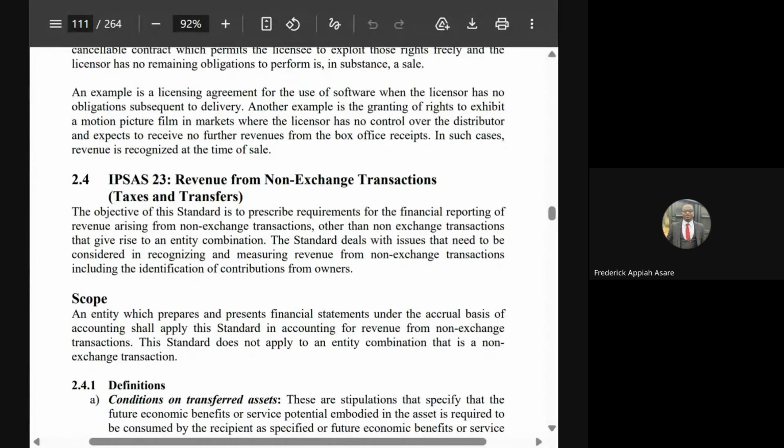Then when it comes to IPSAS 23, the first one that we did, the IPSAS 9, is where you do the revenue that you have received from exchange of goods. Revenue that you have generated from the exchange of goods.